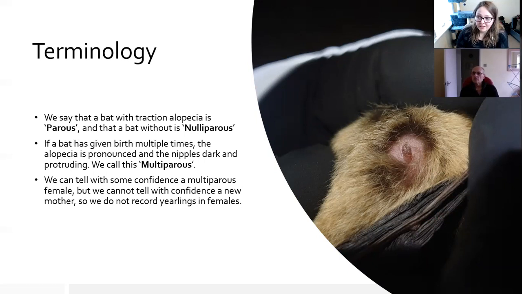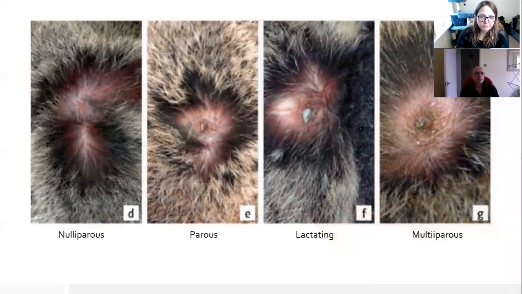So we don't record yearlings in females in the same way that we could do with males, although there would be in some species up to a 30% margin of error of recording yearlings in males. So we basically just record mature and sexually mature. But in the case of females, it's basically they're sexually mature or there's no evidence. And then we would look for other things like dentition and calcification of knuckles, which we will cover.